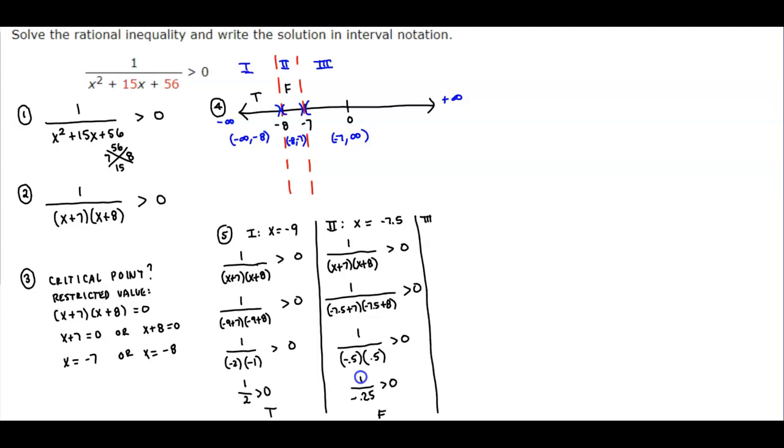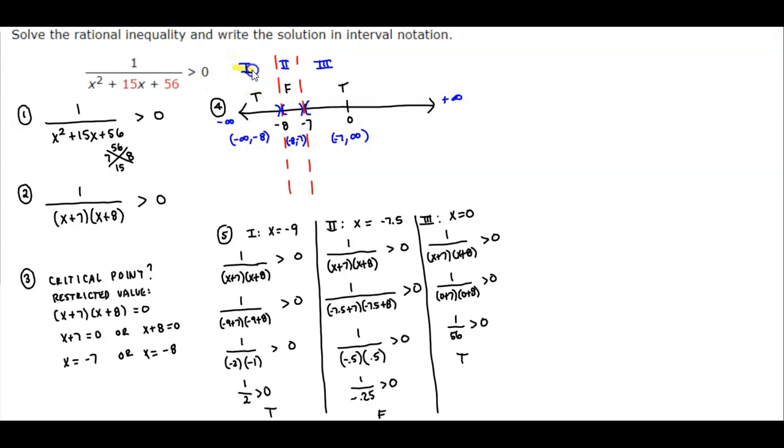If we take a look at region number 3, we can pick the value of x to be 0. So we have 1 over 0 plus 7 times 0 plus 8. Well, that gives you 7 times 8, which is 56. And 1 over 56 is a positive value, and it is greater than 0. So we know it's true in region number 3.